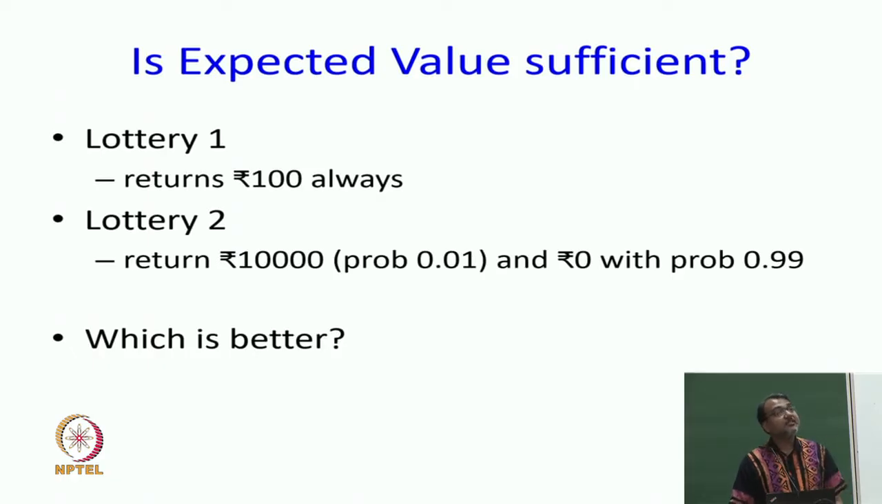Lottery 1 always gives you 100 rupees, lottery 2 gives you 10,000 rupees with probability 0.01 and 0 with probability 0.99. Expected value of both the cases? 100. How many of you are going to play lottery 1? Wow, more than half the class. How many of you are going to play lottery 2? Some number like 30 of you, 20 of you.